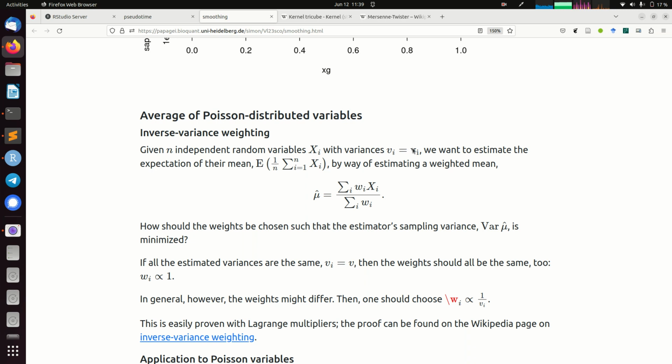And obviously those with lower variance should be given higher weights. But how exactly should we choose these weights? And it turns out that we best choose the weights proportional to 1 over the variance. It's not obvious. It could also be 1 over the standard deviation or something like this. So why is it 1 over the variance?